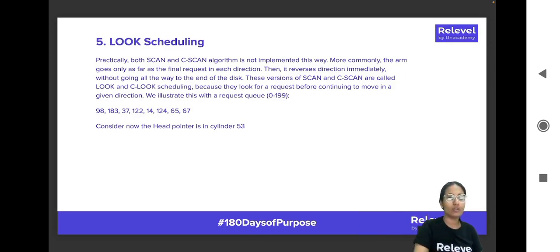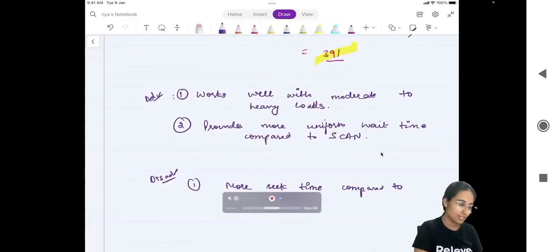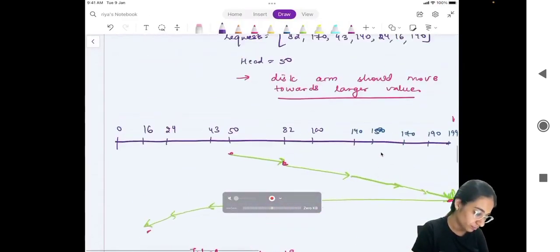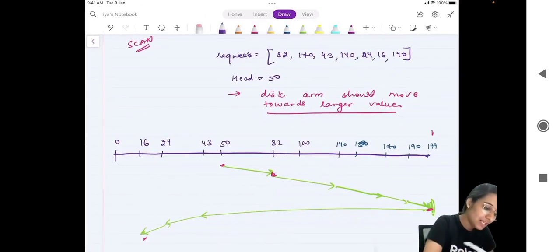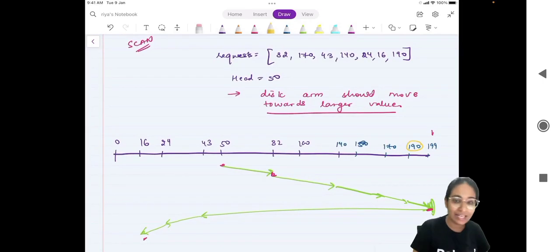Okay, so here what you are seeing is that whenever we have a request to process, right, in SCAN we're actually going towards the very end. You can see in this example that here when we were using SCAN, my last request was actually till 190, correct?